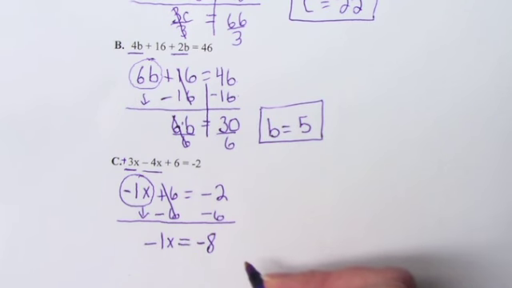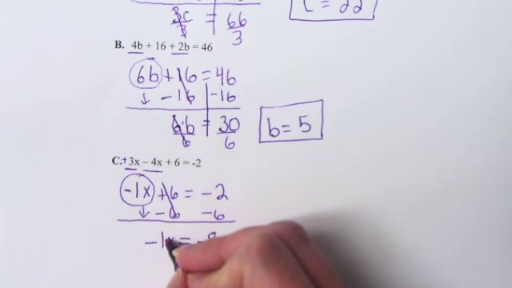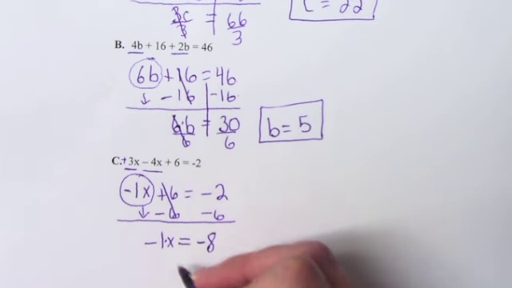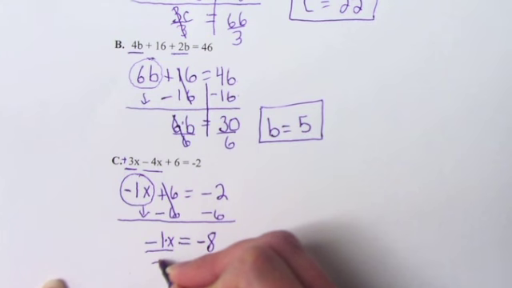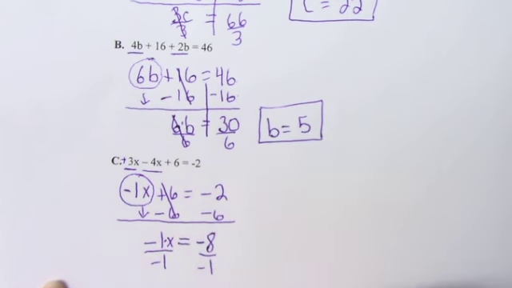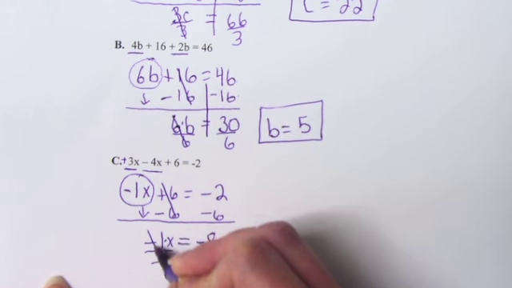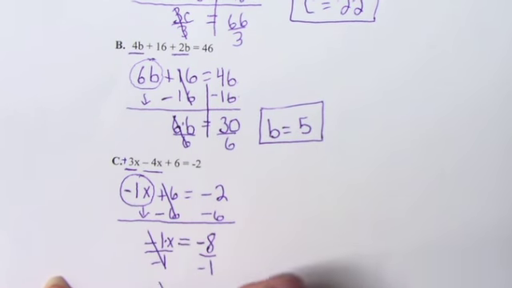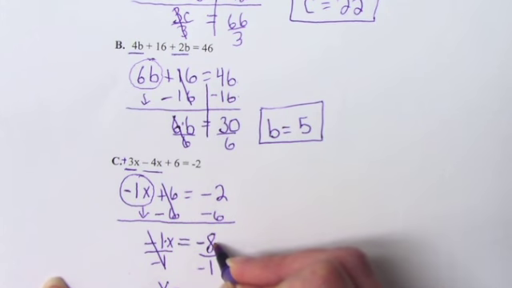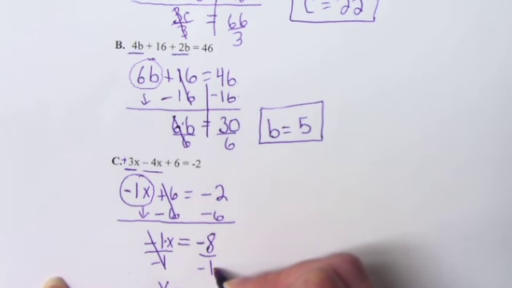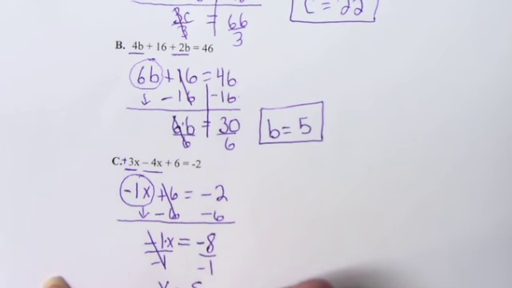Then we have one more step. The x is being multiplied by a negative 1. So that means what we need to do is we need to divide by negative 1 on both sides. That will cross out our negative 1's. So we get x equals, and then we get negative 8 divided by negative 1. Negative divided by negative is positive, so you get x equals 8.